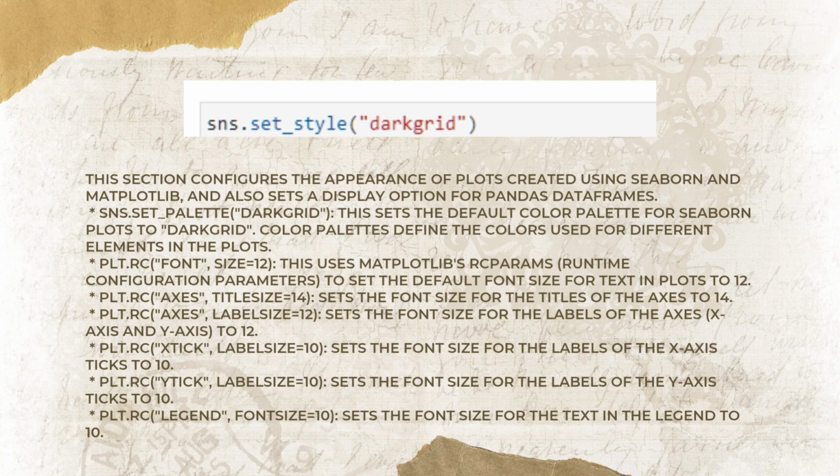plt.rc, axes, title size equals 14, sets the font size for the titles of the axes to 14. plt.rc, axes, label size equals 12, sets the font size for the labels of the axes, x-axis and y-axis, to 12. plt.rc, xtick, label size equals 10, sets the font size for the labels of the x-axis ticks to 10. plt.rc, ytick, label size equals 10, sets the font size for the labels of the y-axis ticks to 10. plt.rc, legend, font size equals 10, sets the font size for the text in the legend to 10.